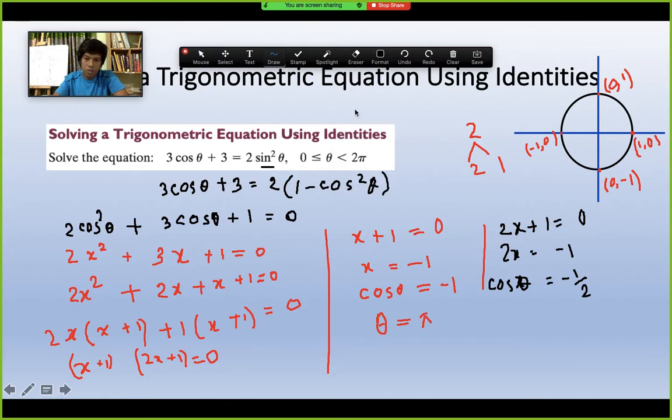Let's look at the solution for this part. Cos theta equals to minus half. Where is it? First of all, where is cos theta equals to half? Cos theta equals to half is at 60 degrees. So that will be somewhat here. Cos 60 degrees is somewhat here. So this is half, at 60 degrees.